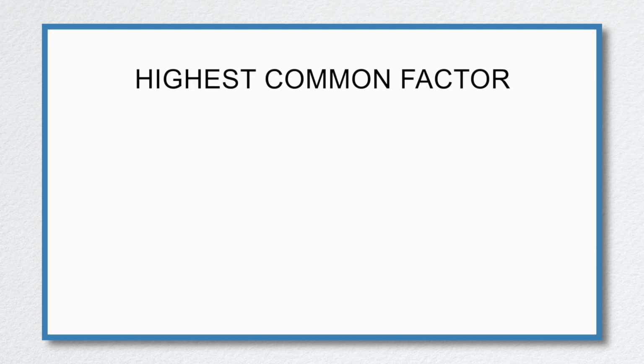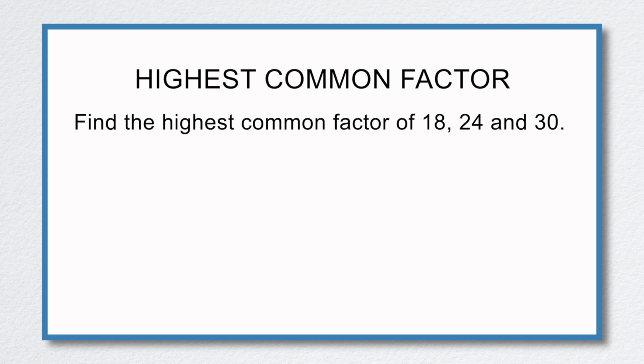Now to find the highest common factor. As the name suggests, this is about finding the highest factor that is common to a set of numbers. So for example, find the highest common factor of 18, 24, and 30. Well, the starting point is to find the factors of 18, 24, and 30. Now, I have covered finding the factors of a number in a previous video.